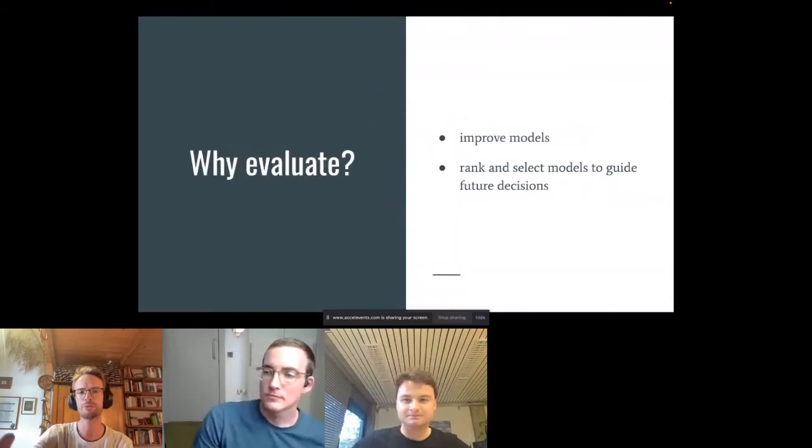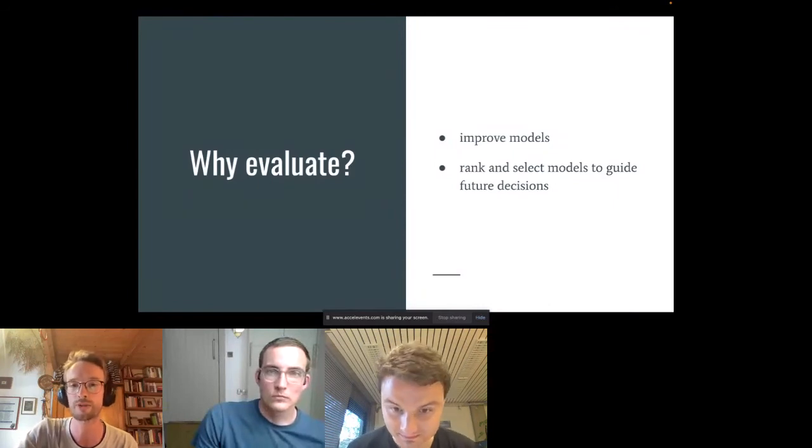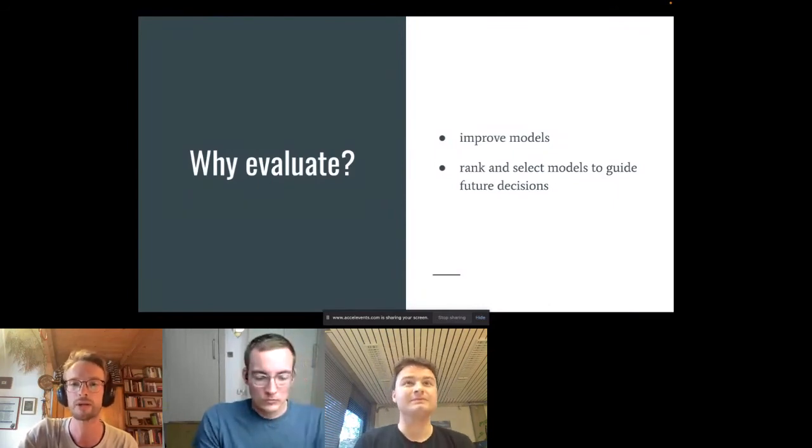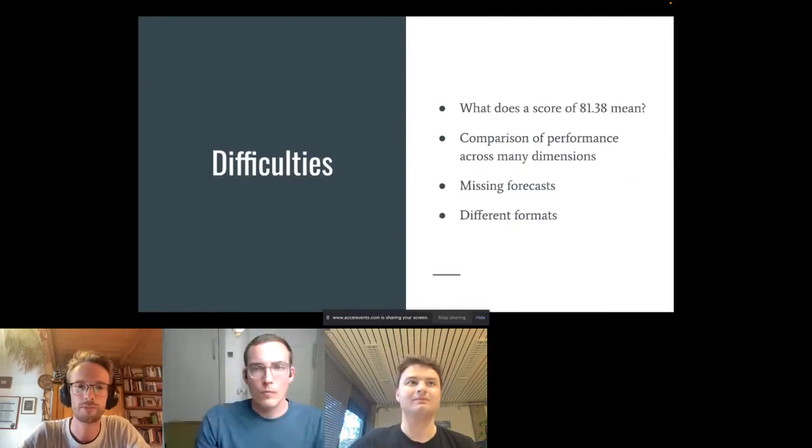So why would you evaluate forecasts at all? It seems kind of obvious, but the main two objectives are to learn something about your models so you can improve them, and also to rank and select models in order to guide future decisions. And distinguishing these two things is important because the way that you would evaluate the models might differ slightly depending on your aims.